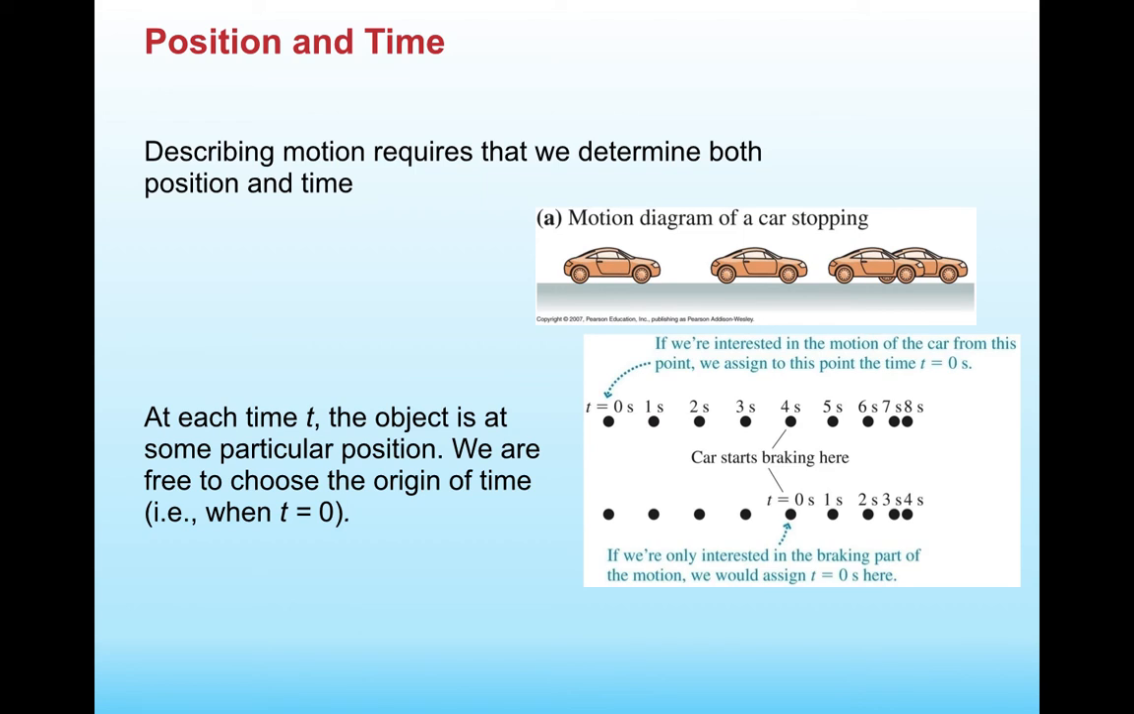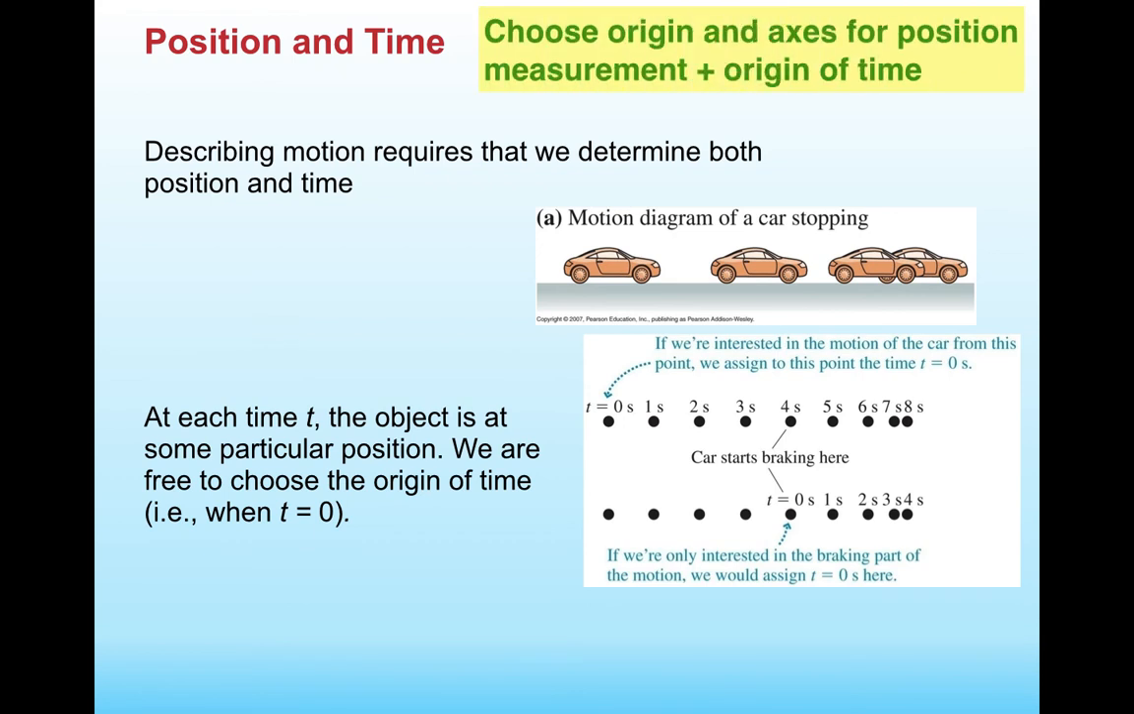So for instance, if a car is driving at a constant velocity, and then it begins to slow down because the brakes are applied, you can either say that time equals 0 at the beginning of when you first see the car, which is when it has the constant velocity, or you could say that time equals 0 in the middle, when it starts braking, as in the lower set of dots. You can choose this origin and axis for the position and measurement anywhere you want, but some places are going to be better than others depending on what problem you're solving.